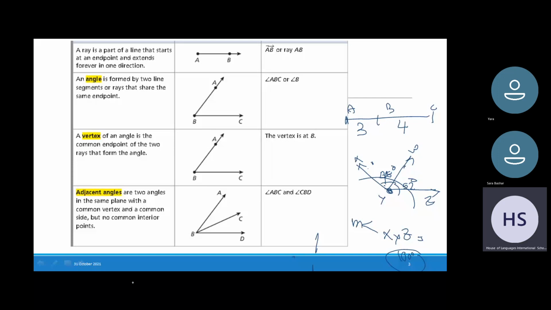Now, just here, I want to give you an example of what adjacent is. Later on, I will talk about it. Okay, this is 52. This is 48. You will add them, you will get 100.